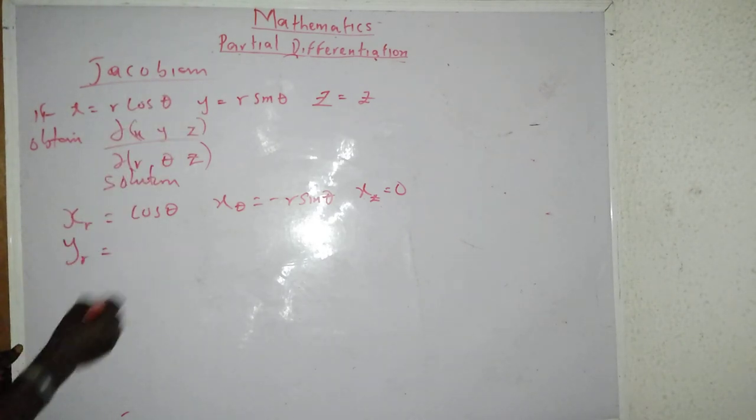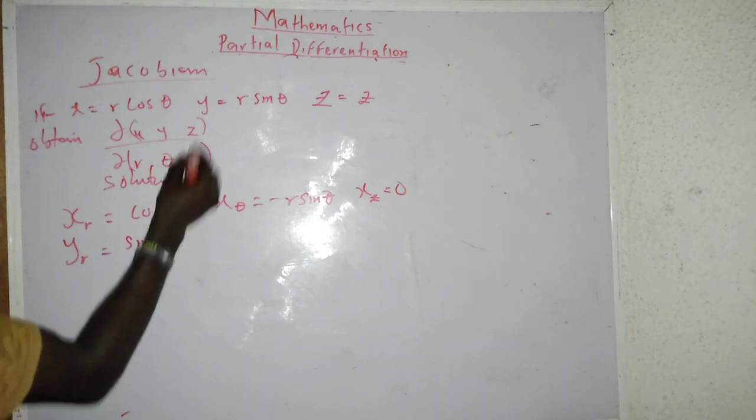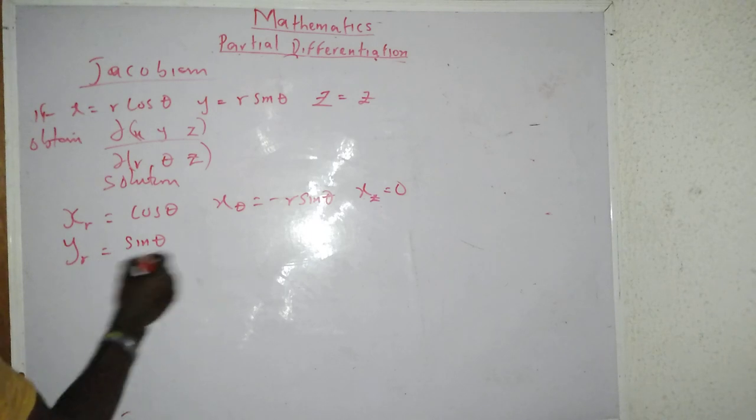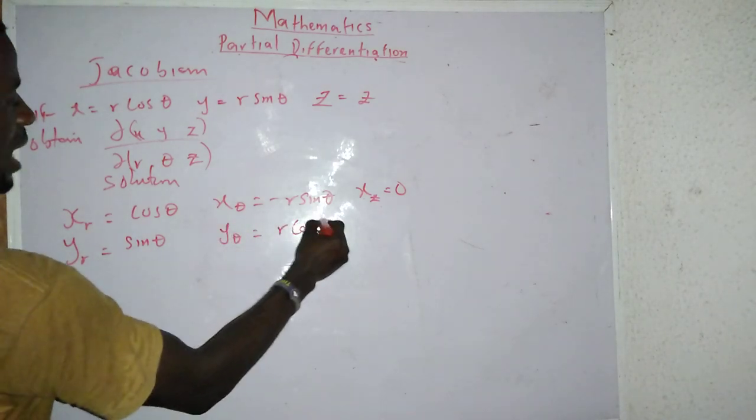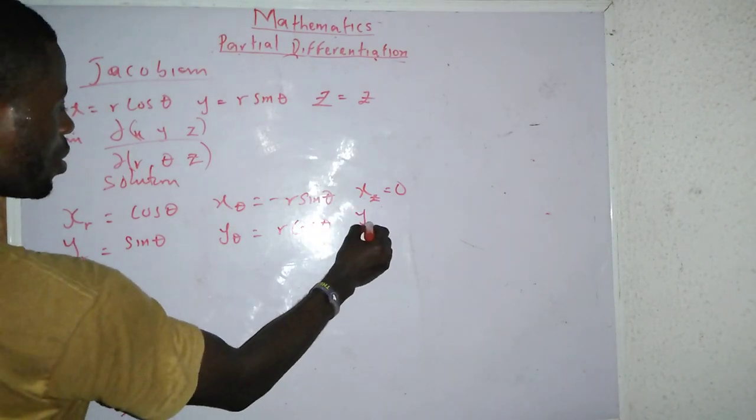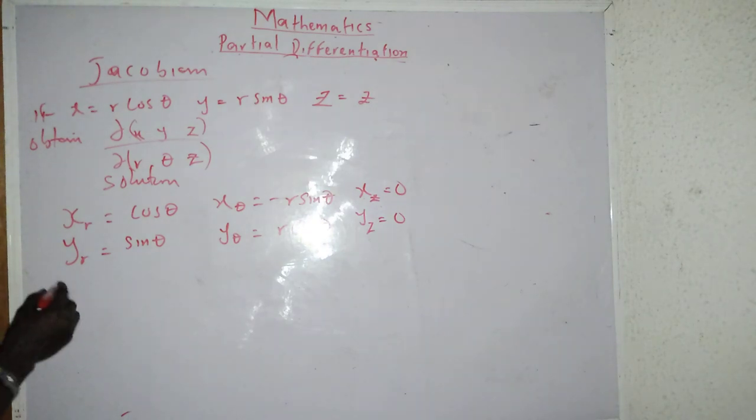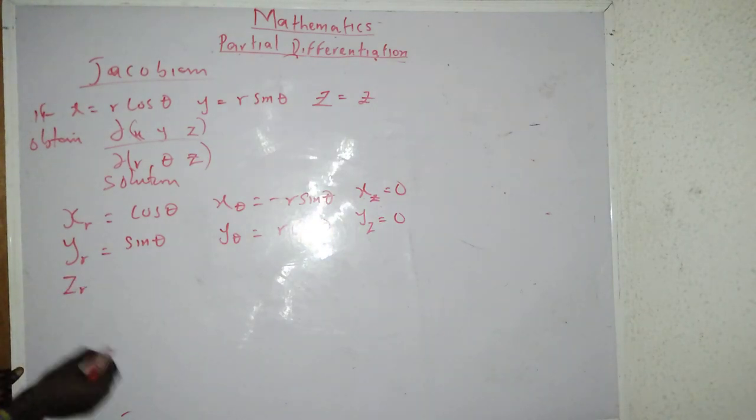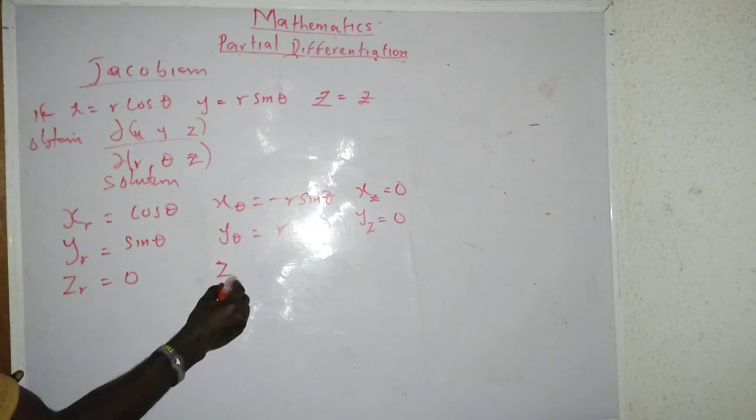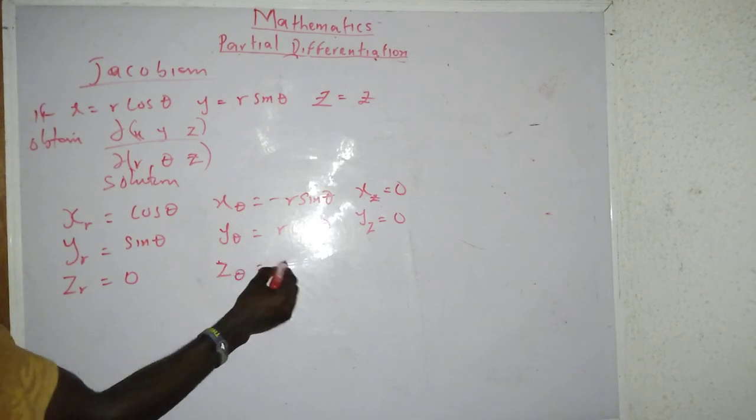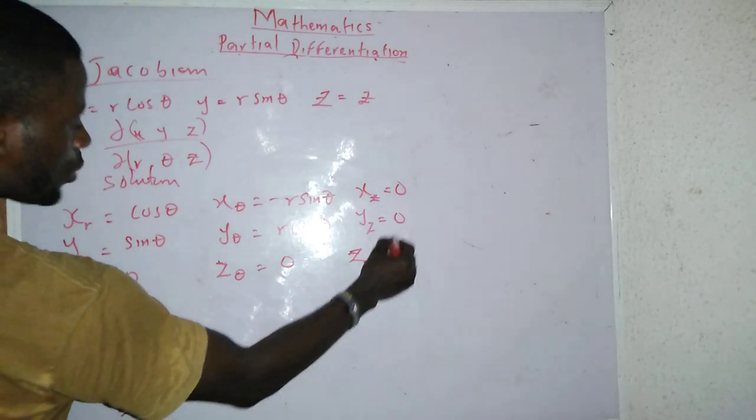y of r will be equal to sine theta. y of theta will be equal to r cos theta. And y of z will be zero. Also, I will move on to z of r, which will be zero, z of theta will be equal to zero, and z of z will be equal to one.